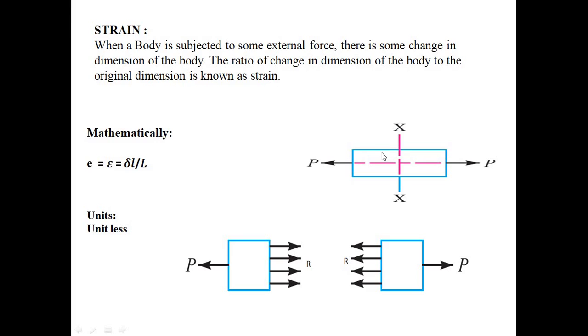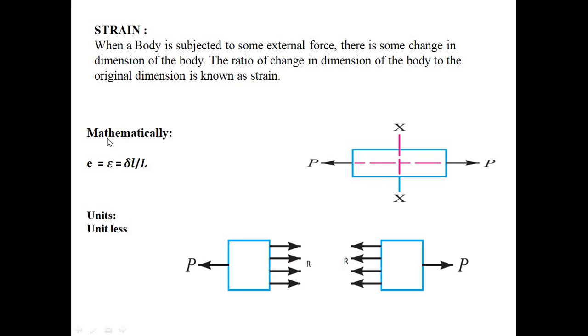Means what? When the body is subjected to a force P, there will be some deformation. Due to that deformation, at the normal stage, the body is having suppose length L, and there is some change in length. So the ratio of change in dimension of the body to the original dimension is known as strain. It may be length, it may be width, or it may be any other dimension.